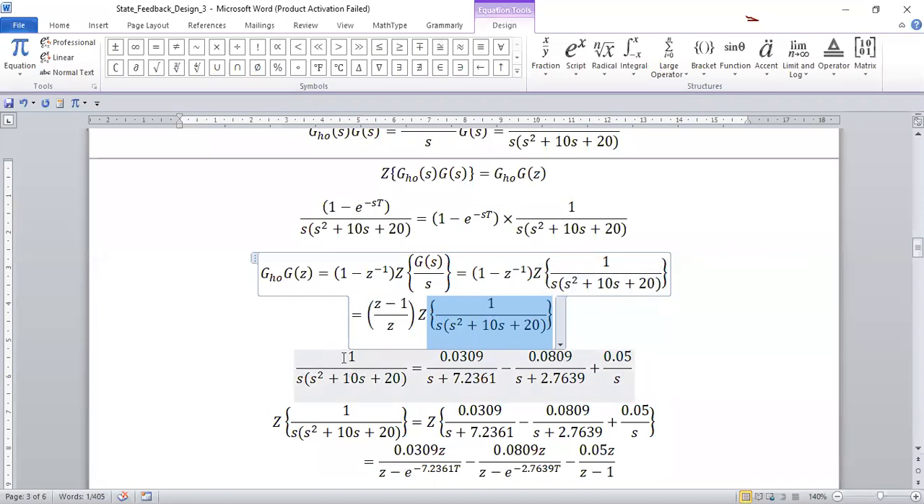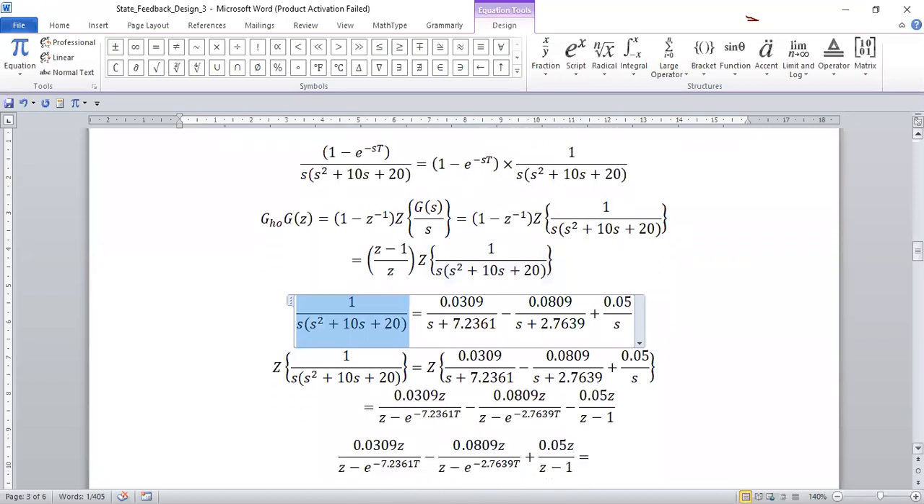Then remember these steps, there are actually 3 methods we use to convert from the S domain to the Z domain. So the first method is to break down the expression into partial fractions. After breaking it down, you convert to the time domain. Then after that, you convert to the Z domain using tables. So here is breaking this transfer function down into partial fractions.